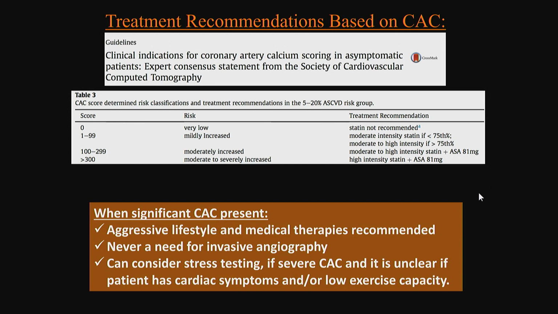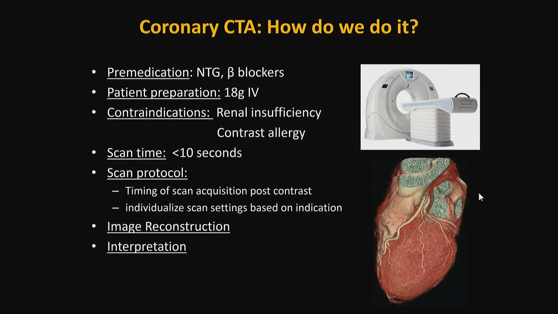Okay, let's shift our focus now to discuss coronary CT angiography. And in this slide, I summarize how we actually perform this scan. First of all, we administer nitroglycerin to dilate the coronary arteries. With most scanners these days, we do administer beta blockers to lower the heart rate, as this is associated with better image quality. Patients need a good size IV. Because they require contrast, patients with renal insufficiency, especially a GFR less than 30, or contrast allergy, may not be able to have this scan.